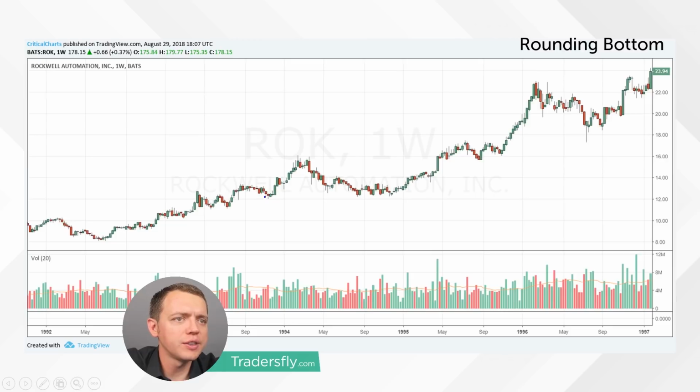And when we take a look at this example, this is Rockwell Automation. We're looking at the stock price continuing to increase from lower levels, about $8 from 1992 to 1994, and then the stock pauses a bit and it creates this little rounding pattern. Think of it like a saucer pattern.